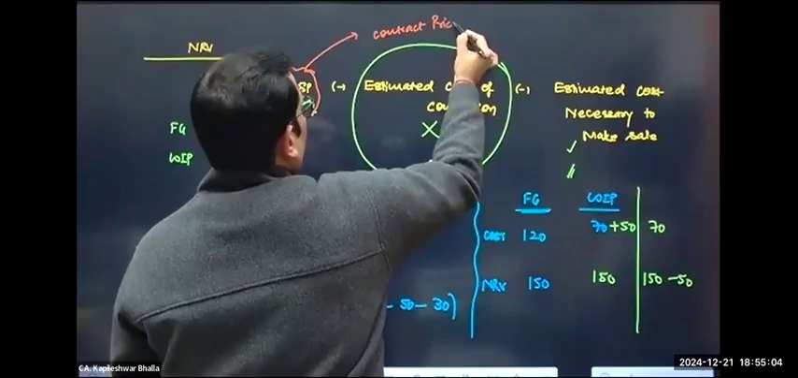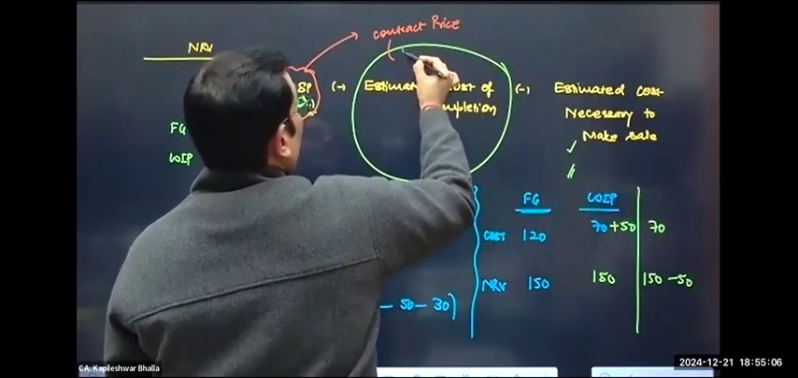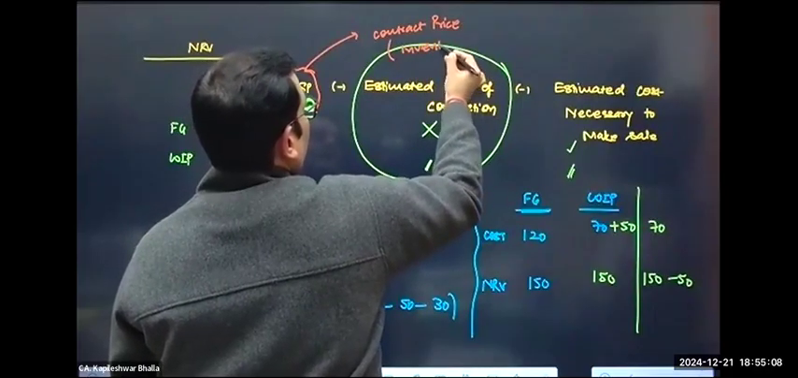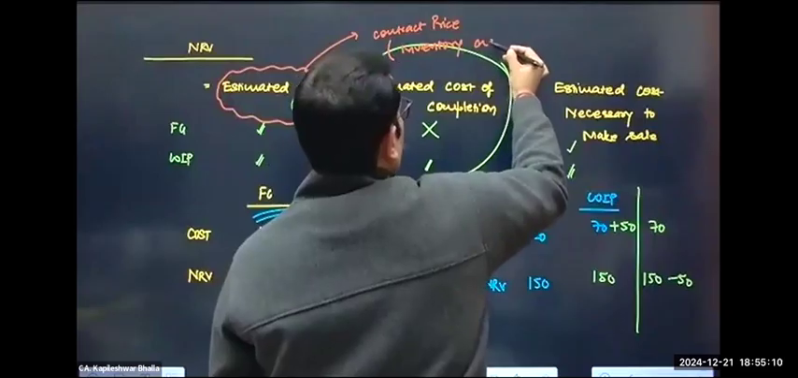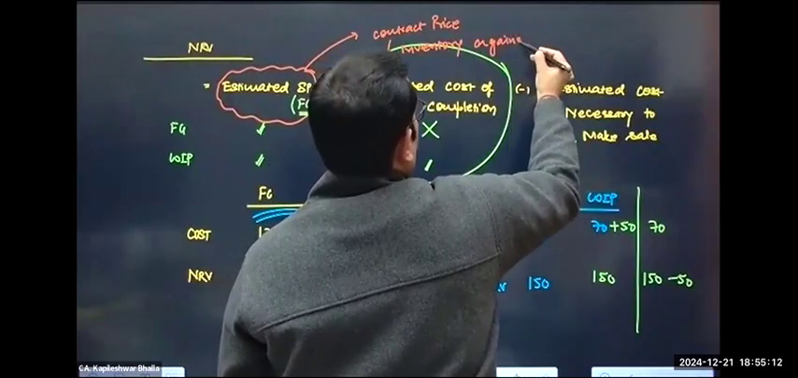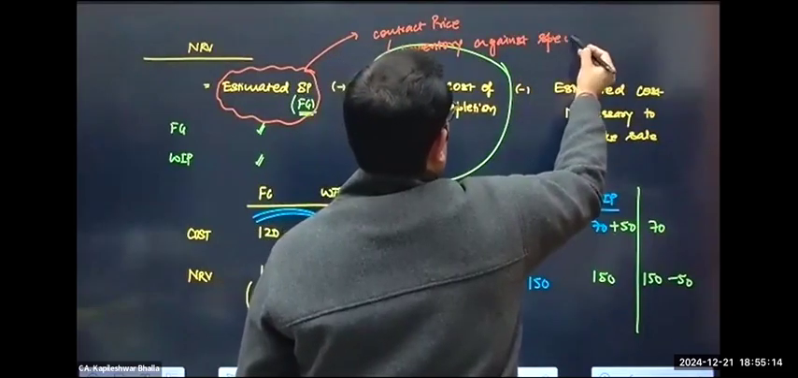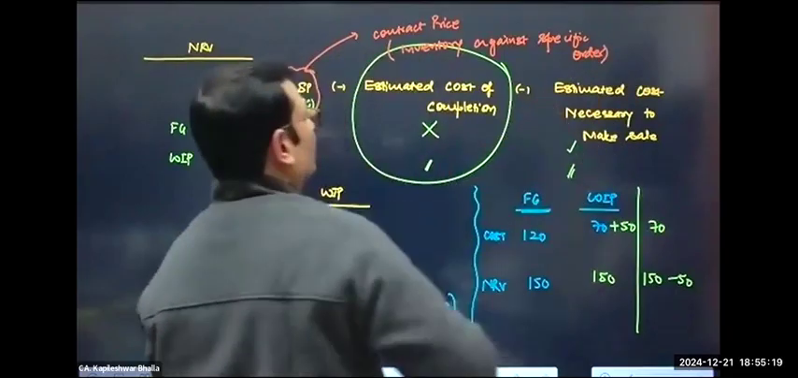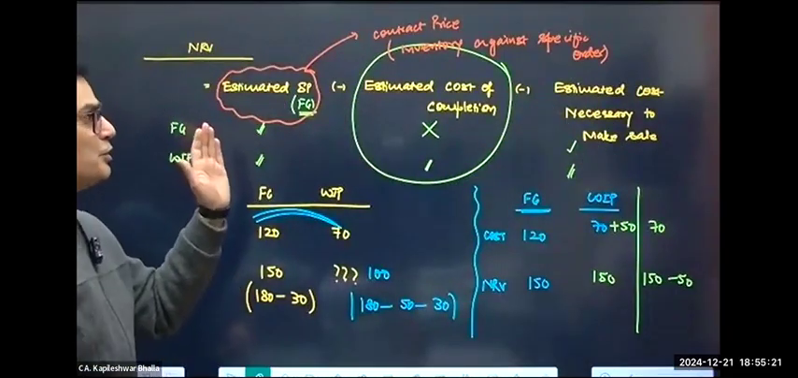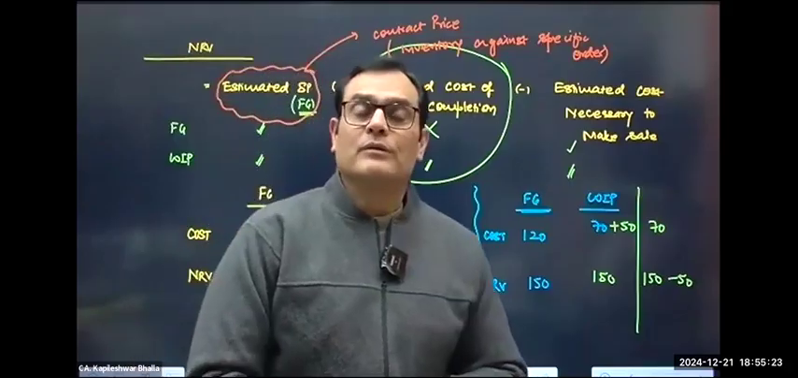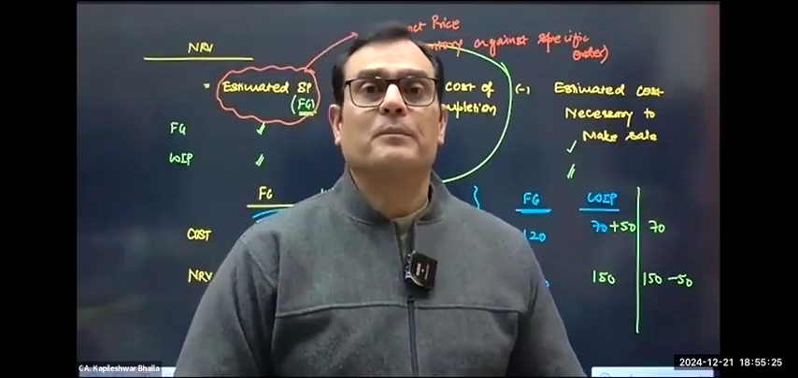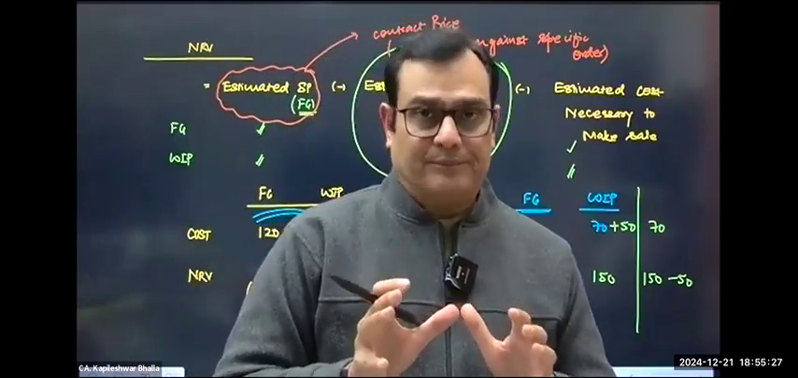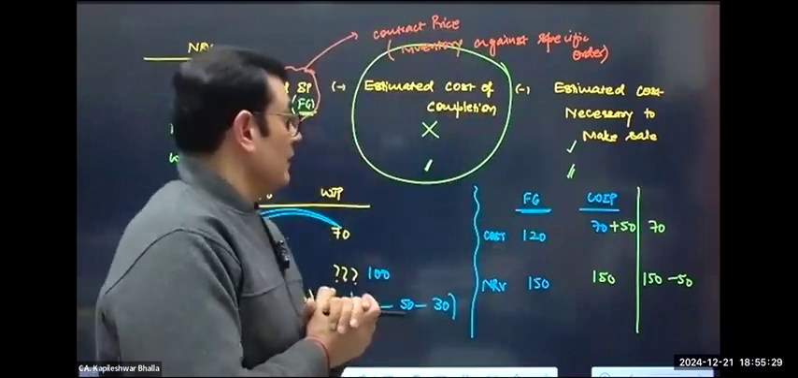So we are going to take the contract price if there is inventory against a specific order. If there is any specific order, then you've already predetermined the contract price. Then instead of taking a general price in the market, you're going to consider the contract price for the purpose of calculating the NRV. Okay.